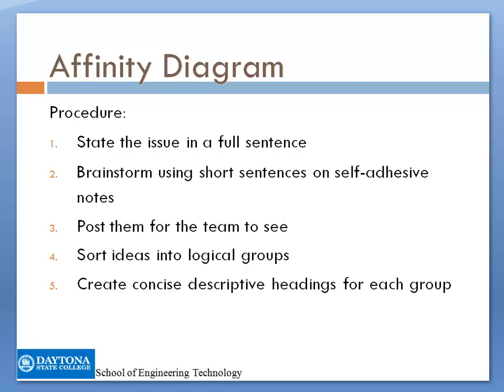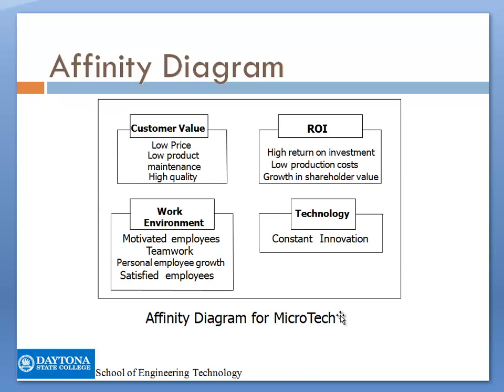One example is the one for this specific company, Microtech, in which you have four different areas. So you have smaller groups, and each group has a heading, and under each heading you have those different ideas or issues. For example, for customer value, some of the ideas or issues are low price, low product maintenance, and high quality. For work environment, you have motivated employees, teamwork, personal employee growth, and satisfied employees. For technology, you have constant innovation. And for return on investment, you have high return on investment, low production cost, and growth in shareholder value.